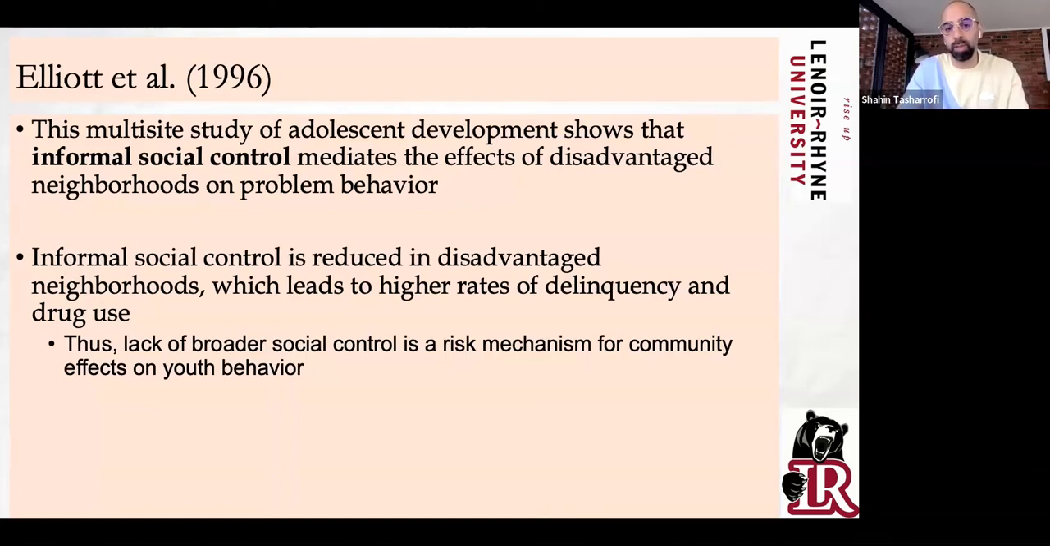So we know from research that youth who are raised in disadvantaged neighborhoods may not have this informal social control. And this would increase their chances of contact with the justice system in the future.